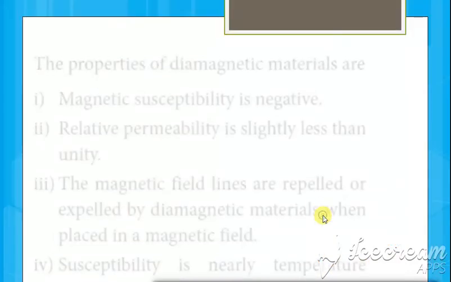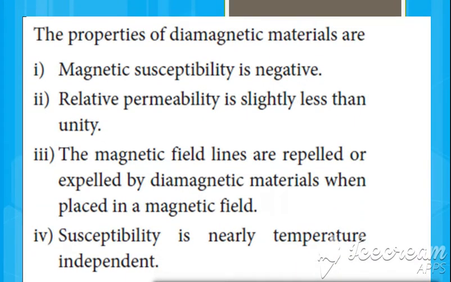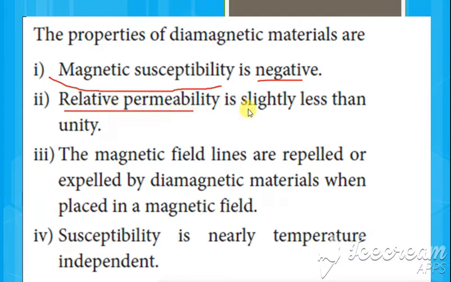First, the first one is diamagnetic substances. These diamagnetic substances have negative magnetic susceptibility. So these are the things which we have seen just now: susceptibility, relative permeability, and so on. Next is the relative permeability. It is slightly less than 1, and the magnetic field lines are repelled or expelled by the magnetic material when it is placed in the magnetic field.